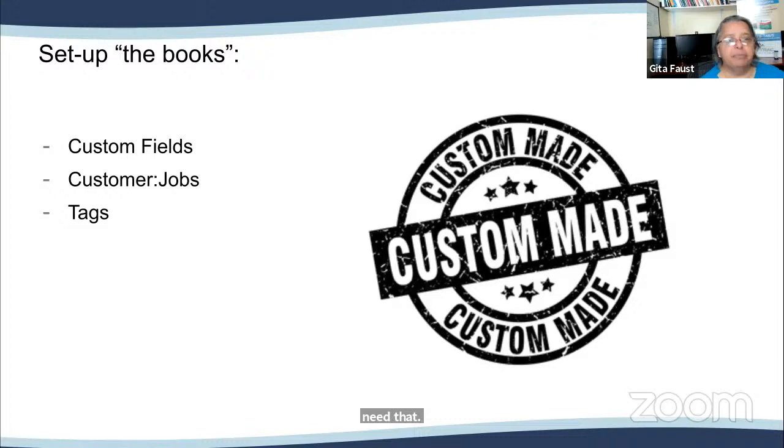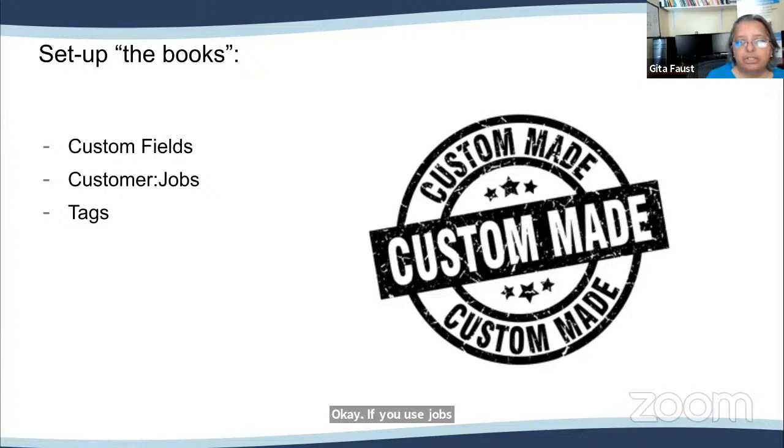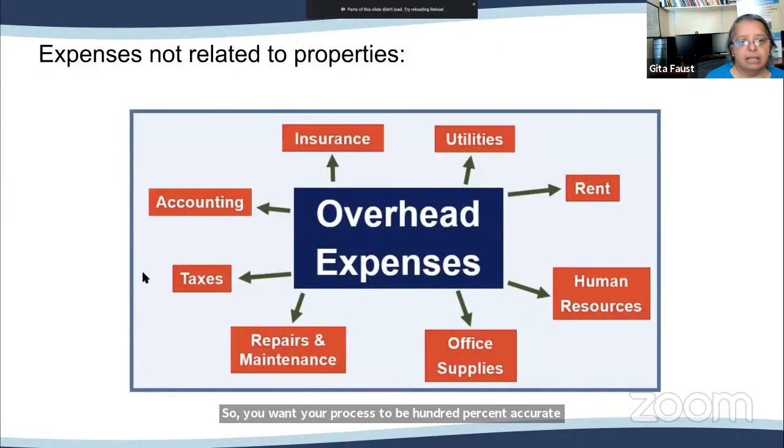Yeah, and there was one more thing that I want to mention about why we use the class feature. When you pull up a profit and loss by class or a balance sheet by class, you will get a column way on the end for unspecified or unclassified. Okay. If you use jobs only, not the class feature, you don't have that option when you look at profit and loss by job or balance sheet by job. So you want your process to be 100% accurate as well.